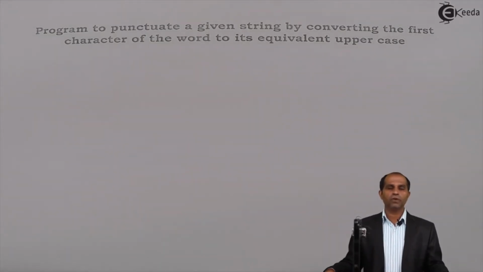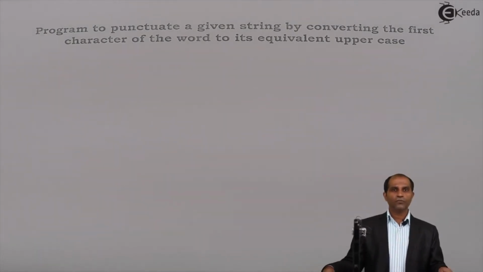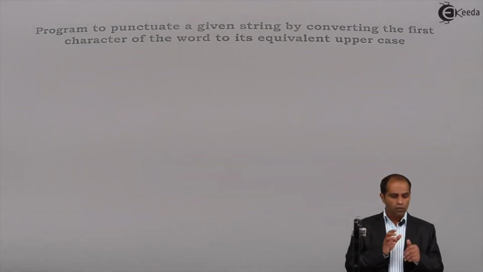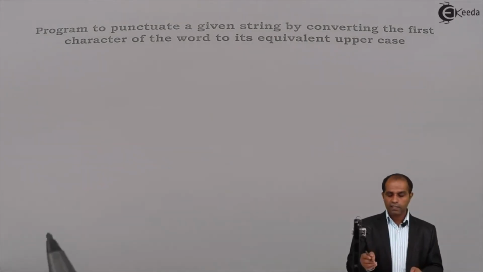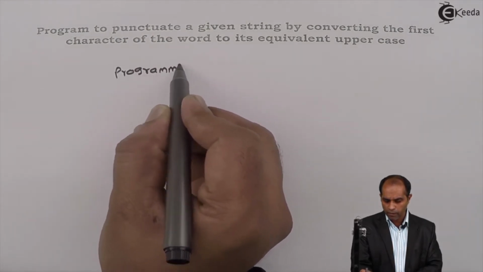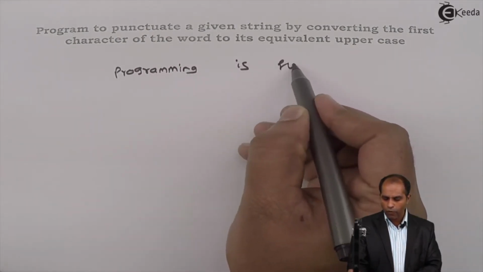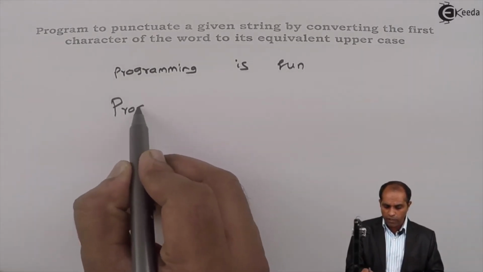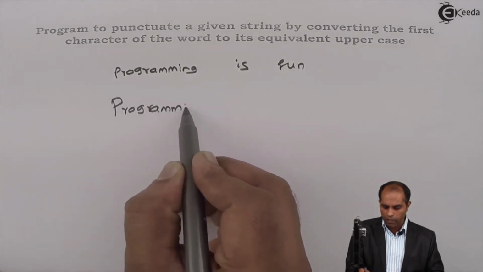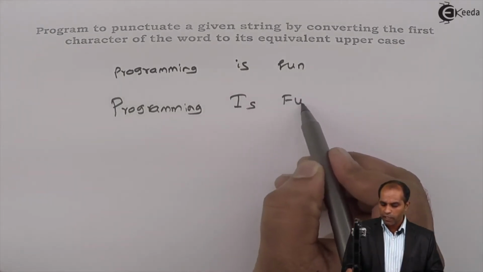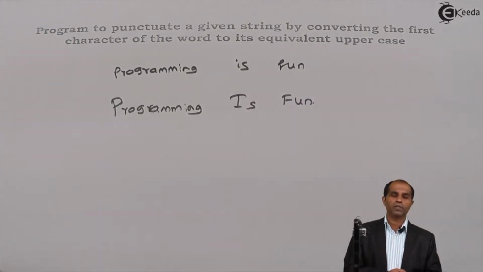Let us deal with a program which will help us to punctuate the given line of text such that the first character of every word is converted to its equivalent uppercase character. For example, if I have a string say "programming is fun", you need to convert the first character of every word to its equivalent uppercase. Programming's P has to be converted, is's I has to be converted, and then fun's F has to be converted.